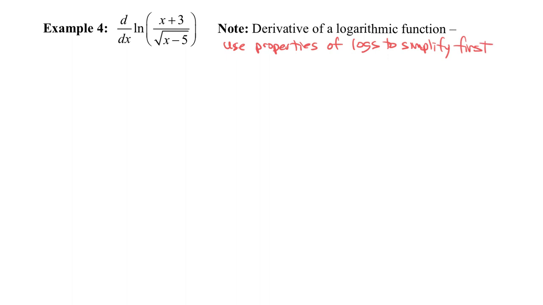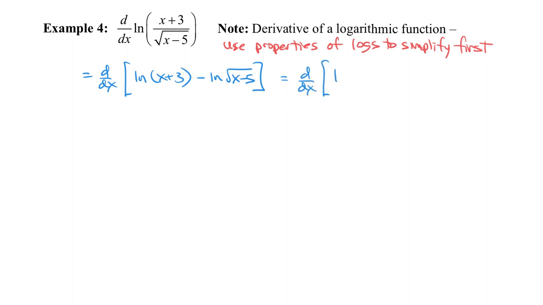So it's saying take the derivative of natural log of this. Well, isn't this natural log of a divided by b? So isn't this just like saying take the derivative of natural log of x plus 3 minus natural log of x minus 5? And also, isn't this just the natural log of x minus 5 to the 1/2 power? Okay, so I'm really going step by step here, but I just want to make sure everybody's clear with what we're doing.